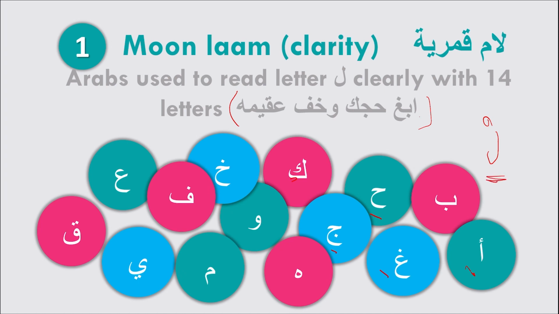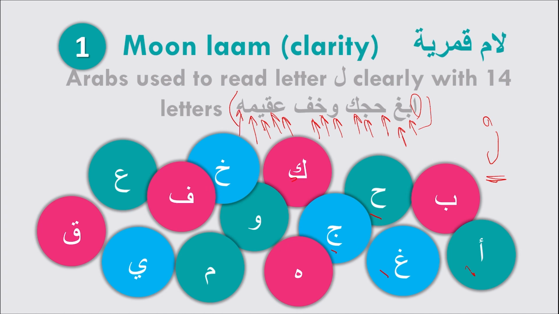So al-a, al-ba, al-gha, al-ha, al-ja, al-ka, al-wa, al-kha, al-fa, al-a, you see this lam, al-qa, al-ya, al-ma, al-ha.